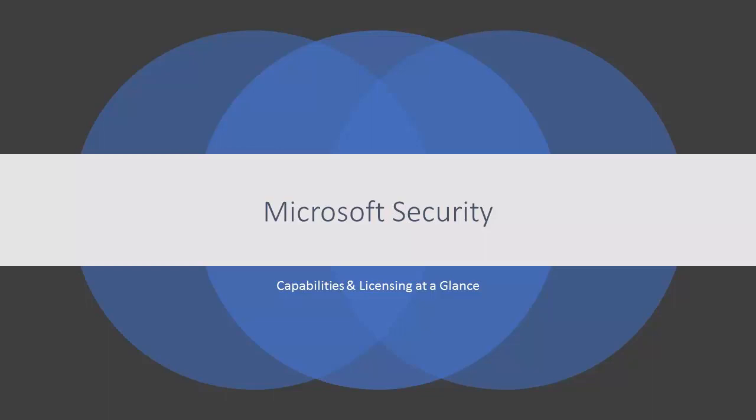If you've been wondering what's new with Microsoft's Azure and Office 365 security capabilities, you've come to the right place. In the next few minutes, I'll be outlining what's included in the Office 365 E3 and E5 SKUs, as well as what's included in the Enterprise Mobility and Security Suite, both E3 and E5.